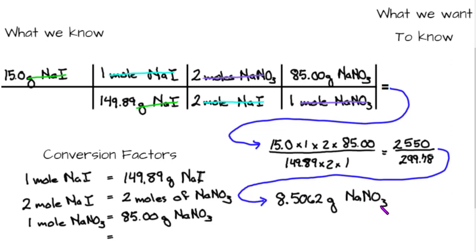Okay. And once again, three significant figures, so 3 sig figs. So the 8 is significant, the 5 is significant, the 0 is significant, the 6 is not significant, but it is important because that 6 is going to round that 0 up to 1 grams NaNO3.